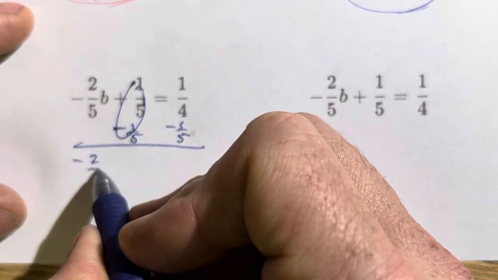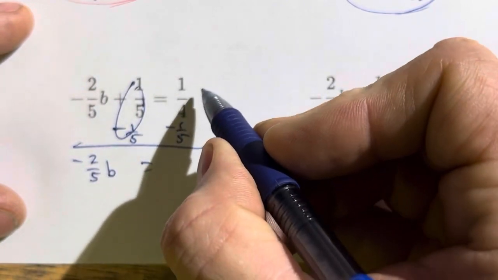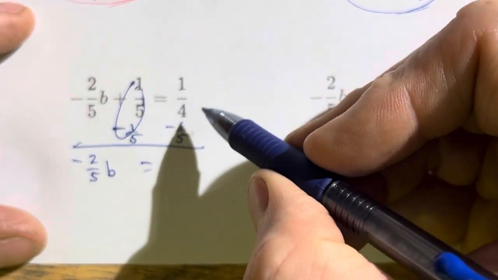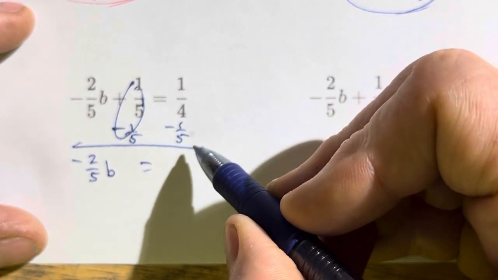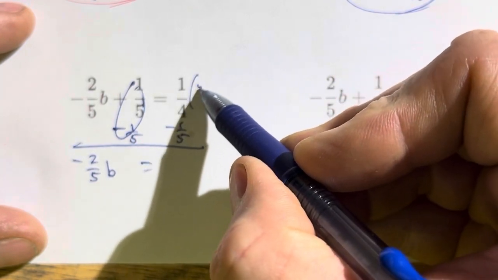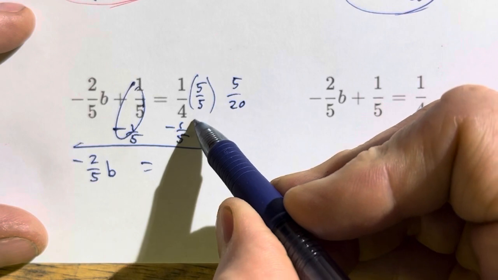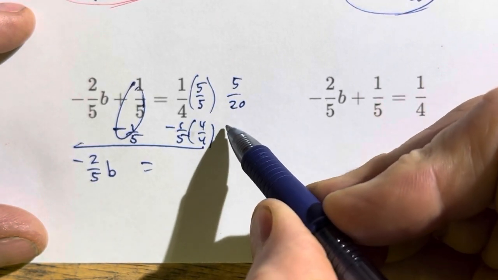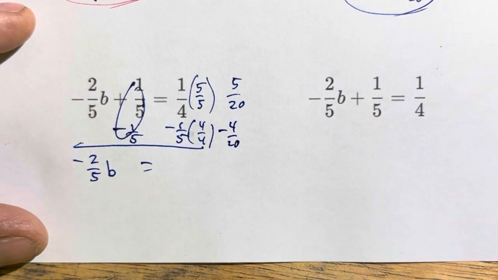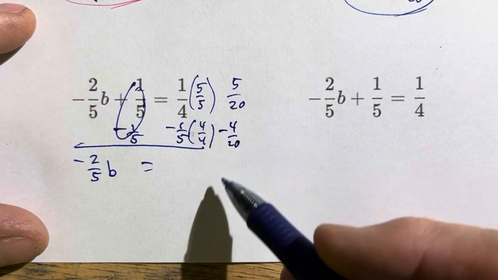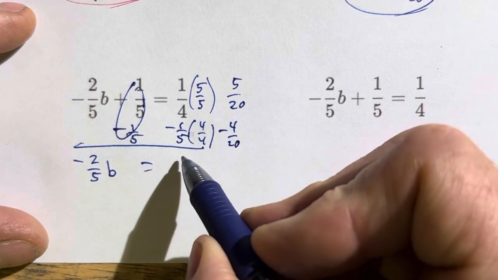So I've got negative 2/5 times b equals, so I don't have a common denominator here, so I'm going to have to, 4 and 5 both go into 20. So I'm going to multiply this times 5 and 5 to get 5 over 20. And here I'm going to do 4 and 4. That's going to get 4 over 20. And now they match, so 5 minus 4 is just 1 over 20.